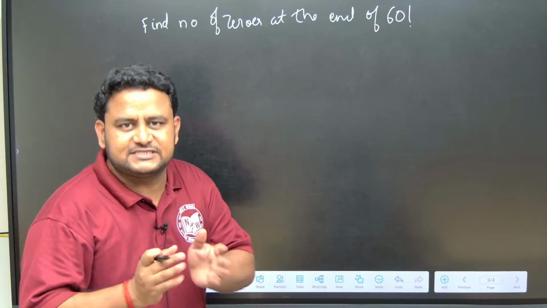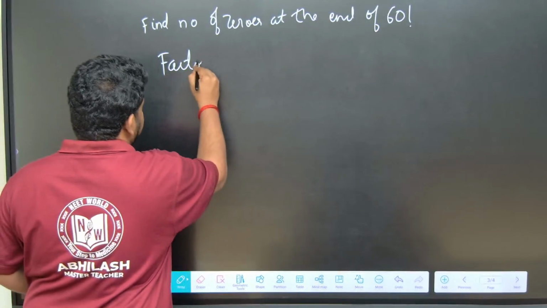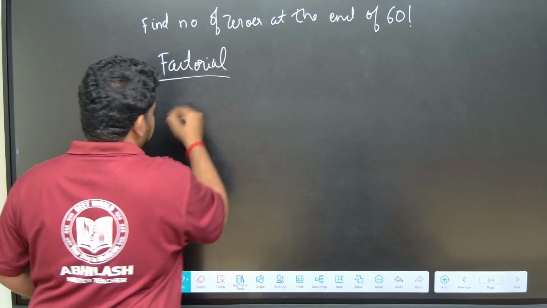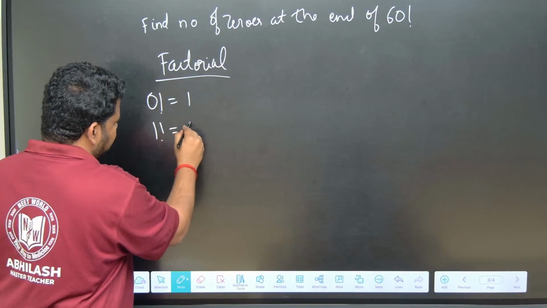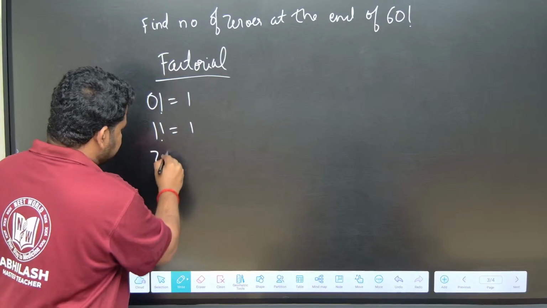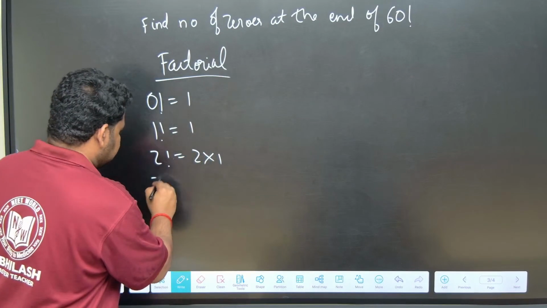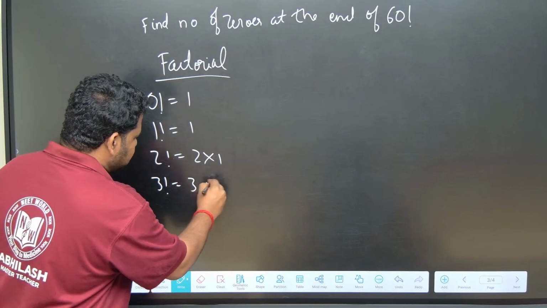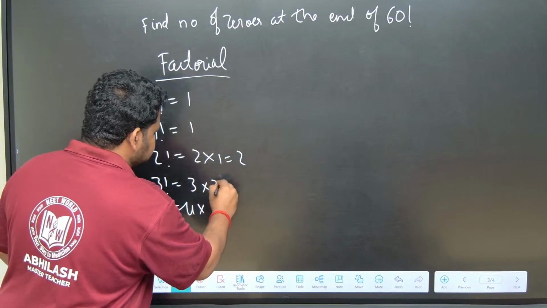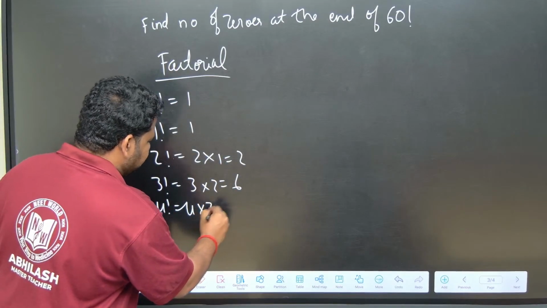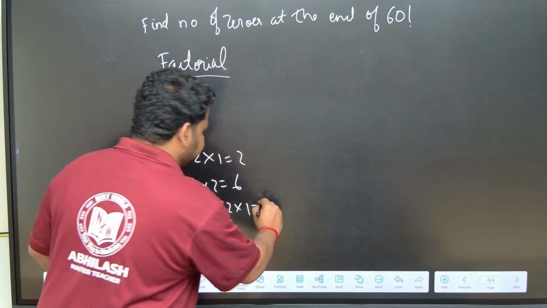Let me tell you the basics of factorial. Don't ask me why, 0 factorial is equal to 1. Similarly, 1 factorial is equal to 1. 2 factorial you can write as 2 into 1. The number is multiplied by the previous numbers. 3 factorial means 3 into 2 into 1, which is 6. 4 factorial means 4 into 3 into 2 into 1, which is 24.